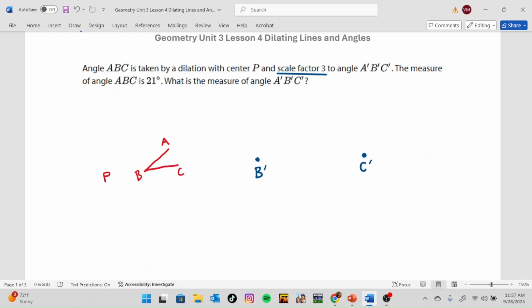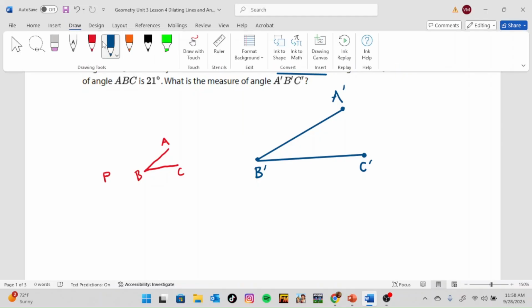And then if I look from P to A, and I say, okay, well now I'm going to make it 3 times farther. So 1, 2, 3. And maybe it's somewhere around here. And so now I have A prime, B prime, C prime. Well, what you notice is that, yes, the lines get 3 times longer.